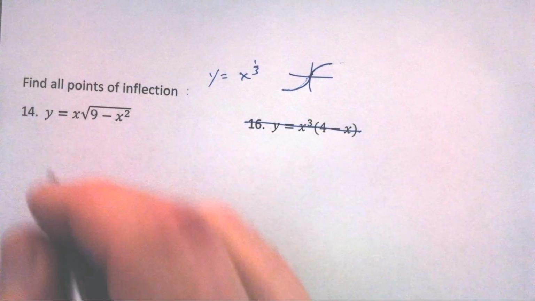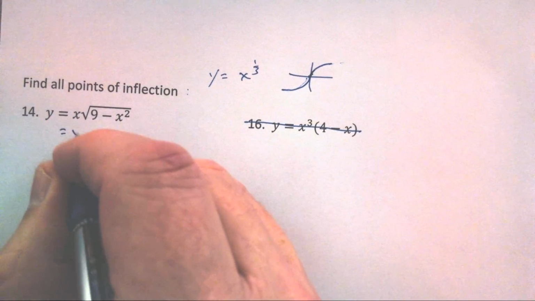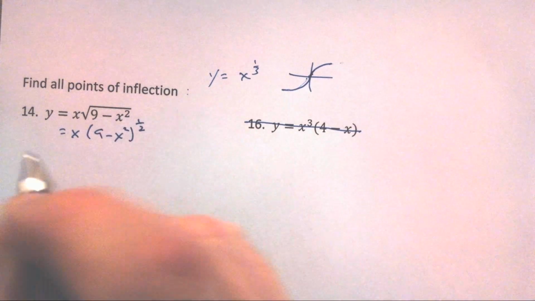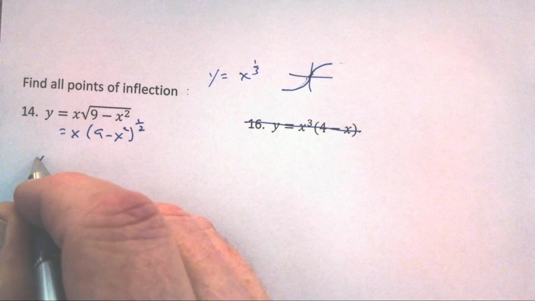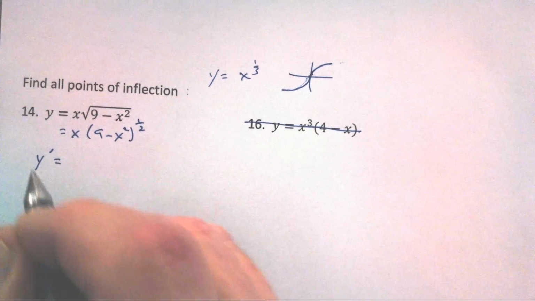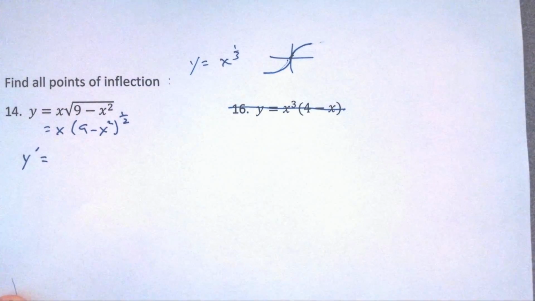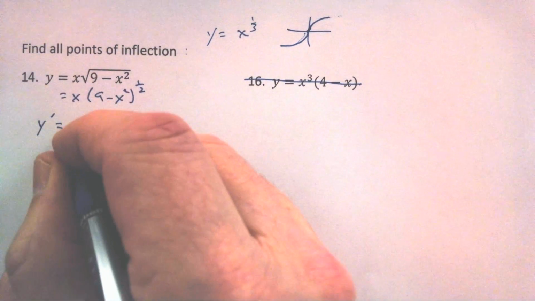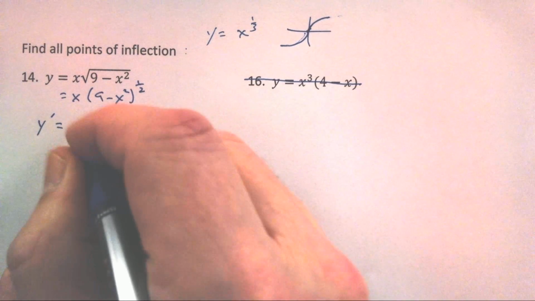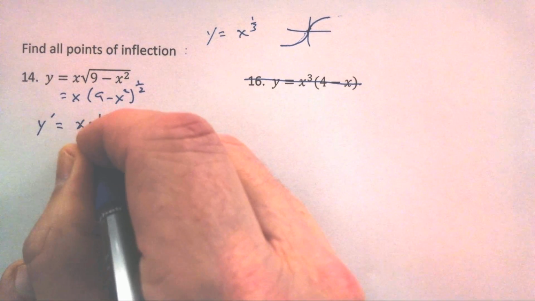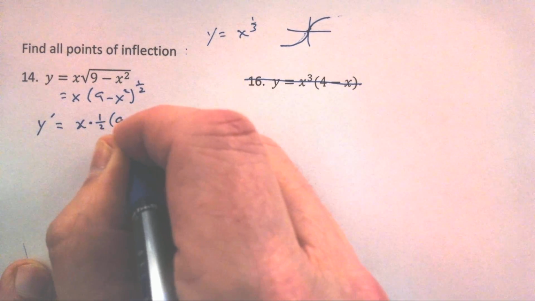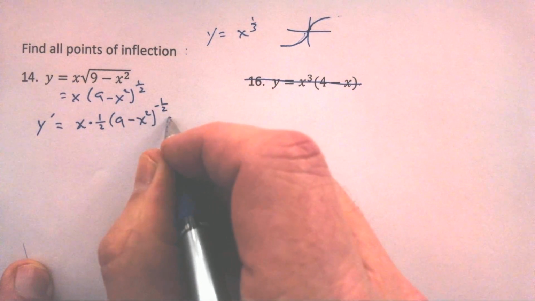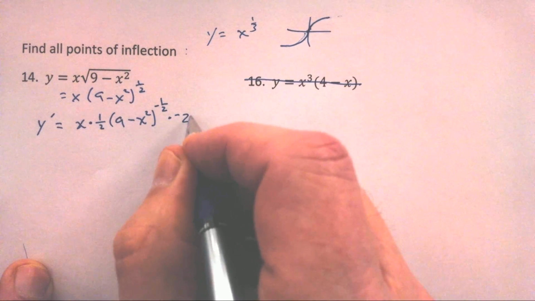So we're going to find the second derivative. I'm going to think of this as x times 9 minus x squared to the 1/2. This is a load of an algebra problem. So y prime equals, this is a product rule, so there's going to be a plus in there along the way. It is the just plain old first times the derivative of the second. That's 1/2 times 9 minus x squared to the negative 1/2 times the inside derivative, negative 2x.